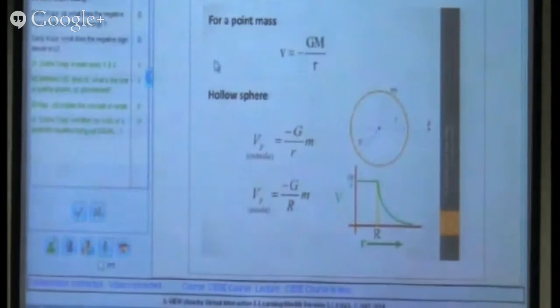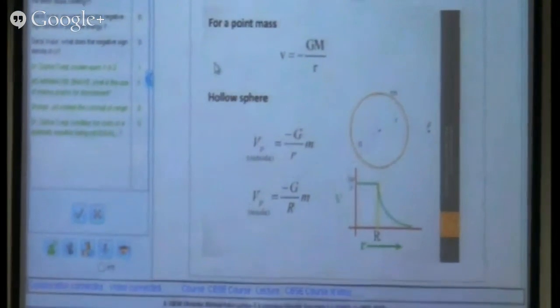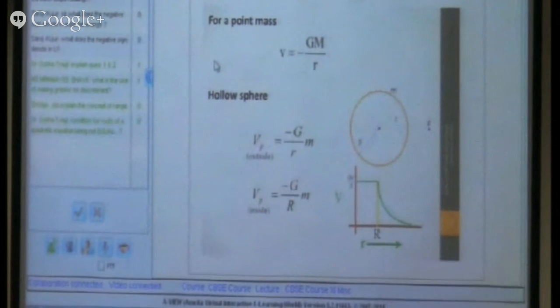For a point mass, that you can remember easily, do you remember the formula for 2-point masses when we are talking about the potential energy? It was minus G M1 M2 divided by R. But what is V? V is the potential energy per unit mass. The formula will be minus Gm by R.